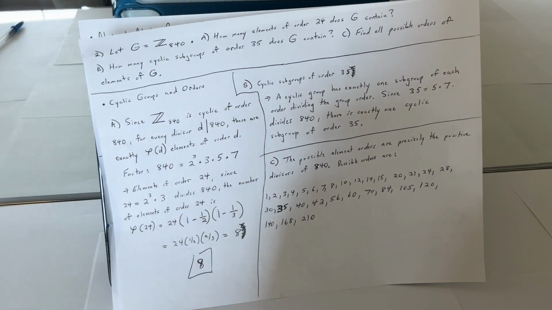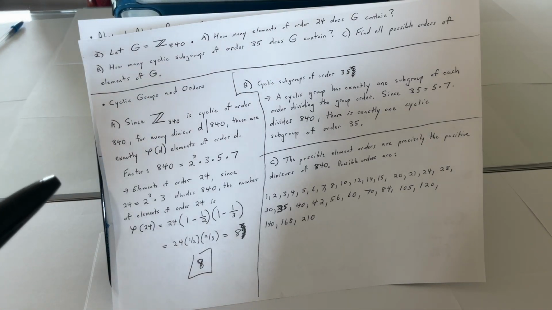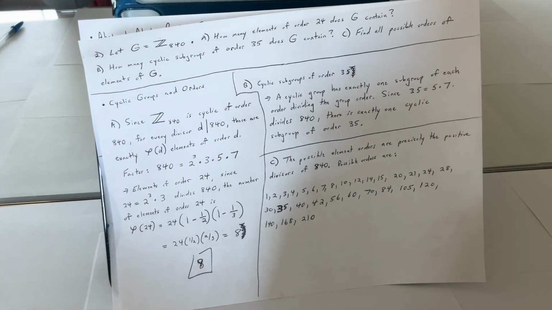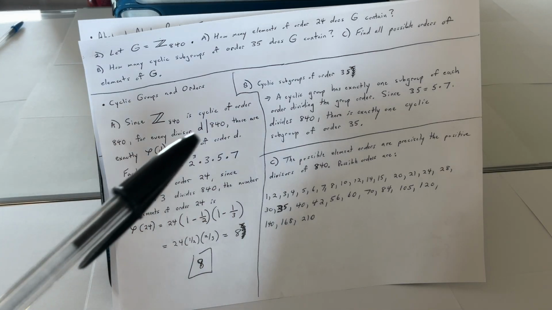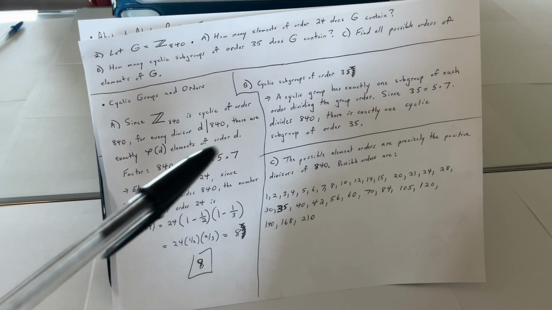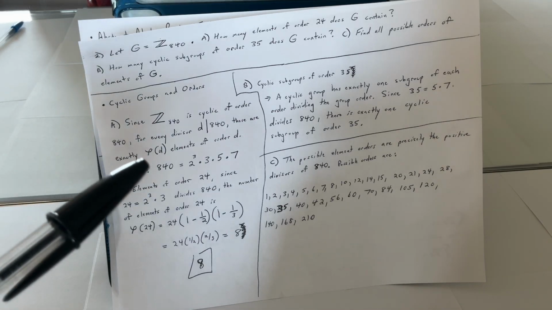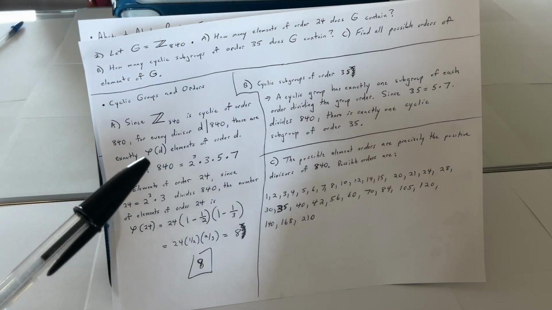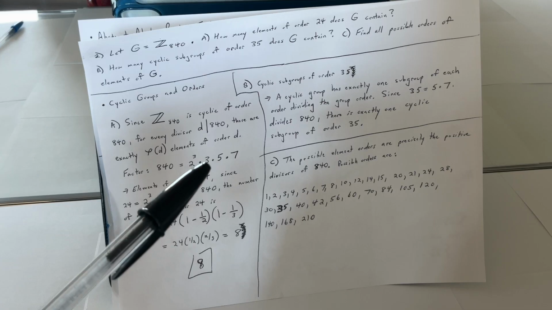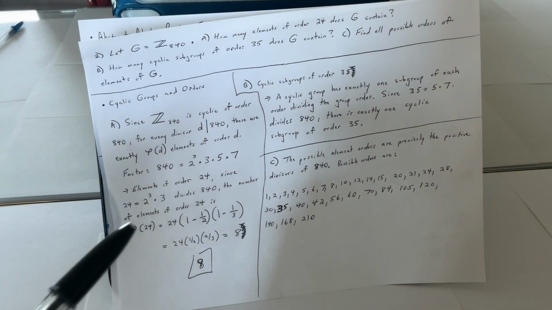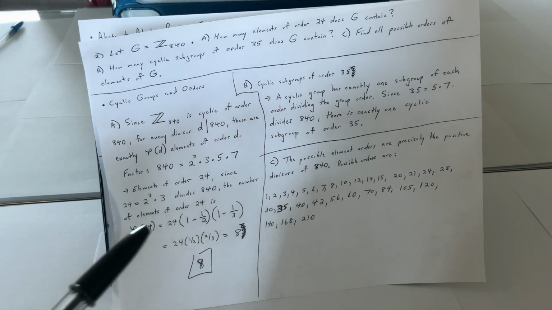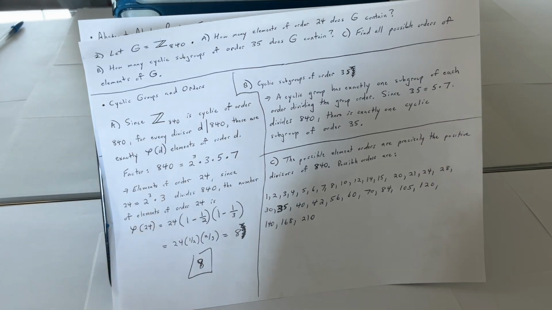Okay, so number 2, we let G equal Z mod 840. How many elements of order 24 does G contain? For part A, cyclic groups and orders. So since Z mod 840 is cyclic of order 840, for every divisor d of 840, there are exactly phi of d elements of order d. Some people say phi, I'll say phi in consideration of the abstract algebra. The factorization of 840 is 2 cubed times 3 times 5 times 7. Elements of order 24, since 24 equals 2 cubed times 3, divides 840. The number of elements of order 24 is phi of 24 equals 24 times the quantity 1 minus 1/2 times the quantity 1 minus 1/3. 24 times 1/2 times 2/3 gives us 8.